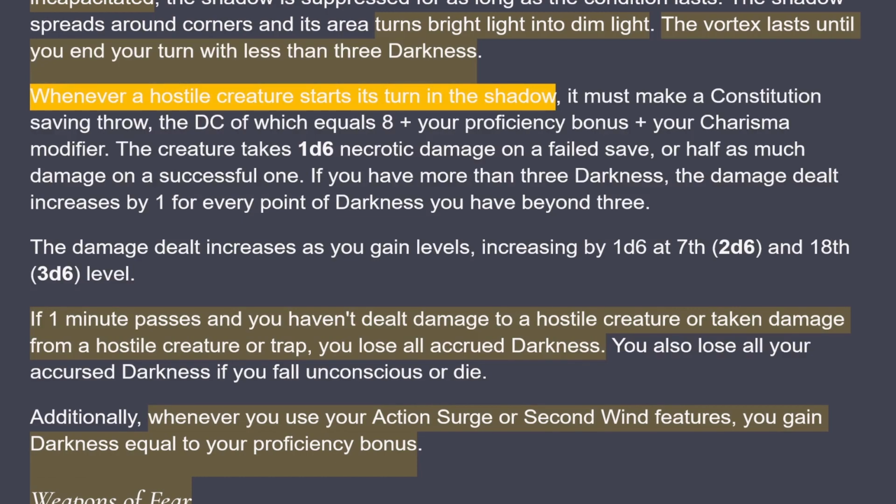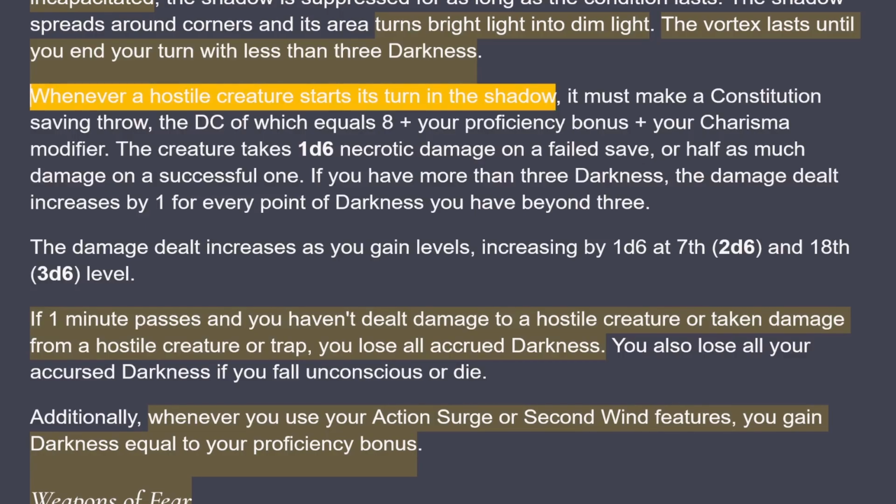Plus, if you have more than 3 darkness, now, keep in mind at level 3 we'll have up to 4, and we're not going to be able to spend them on anything, so we're pretty much going to cap at 4. The damage dealt increases by 1 for every point of darkness you have beyond 3, so plus 1. So it's a d6 plus 1, which means now we're doing 2 or 3 damage almost guaranteed per round for the successful save, or more. We could be doing 6-7 damage if we're lucky, but that's really good.